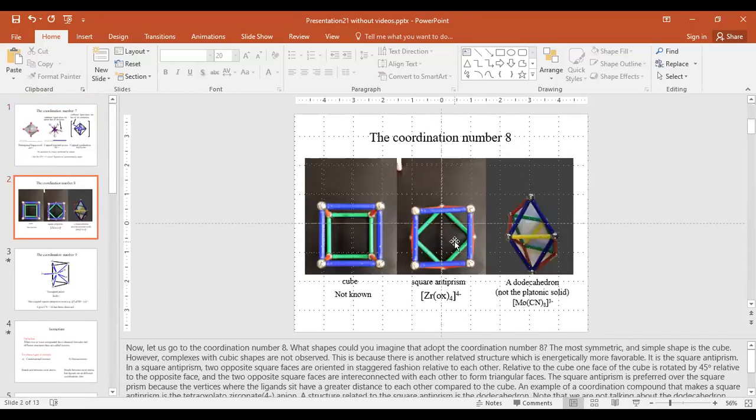Okay, so now there's another structure which is fairly common, and this is a dodecahedron. Note that this is not the dodecahedron we have discussed before, so it's not the Platonic solid. It is another polyhedron which has 12 triangular faces. That dodecahedron is related to the square antiprism, and can be viewed as a further distorted square antiprism. It is shown here on this right side.